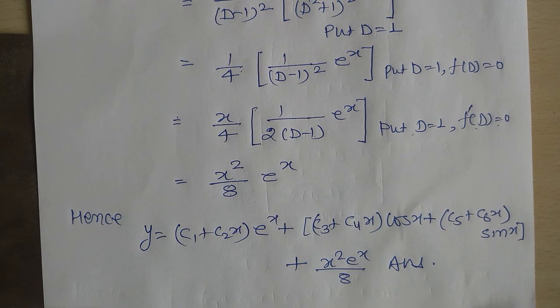So these are a few examples on case first of particular integral when Q(x) is an exponential function of the type e raised to ax. We discussed both types of examples, when f(a) is not equal to 0 and when f(a) equal to 0. In the next video we will discuss a few more examples on this case.